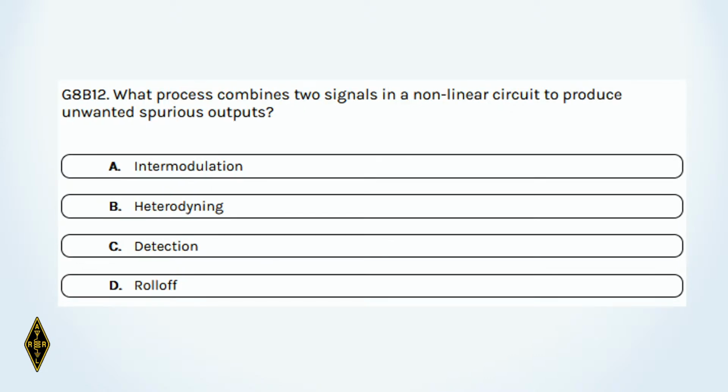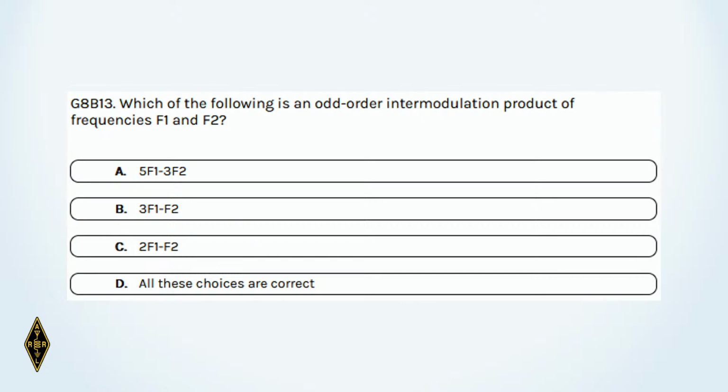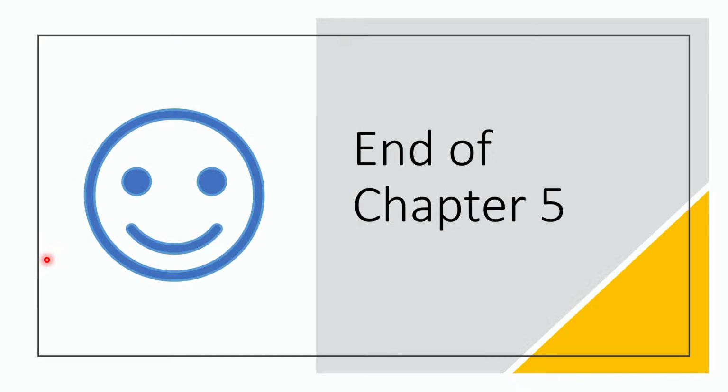It's a big topic and we didn't have a lot of time. What process combines two signals in a nonlinear circuit to produce unwanted spurious outputs? The thing I experienced in Liberia? Intermodulation. Alpha. Yeah, intermodulation. And which of the following is an odd order intermodulation product? Delta. Bravo. It is Charlie, because there's two and there's a one, and they add to three, so that's odd. I apologize, but that is the end of chapter 5.